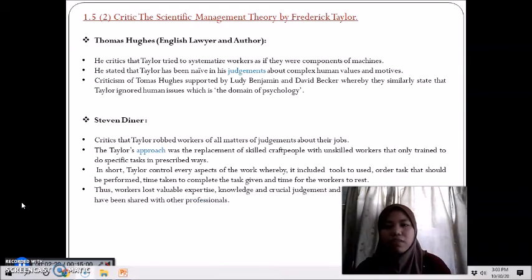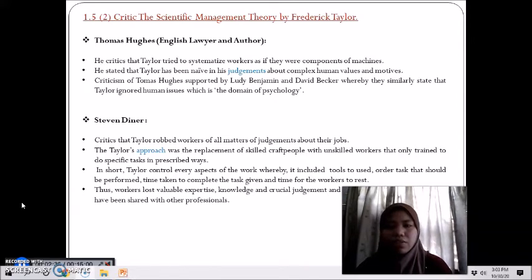Next is the critique of the scientific management theory by Frederick Taylor. First person is Thomas Regis. He critiqued that Taylor tried to systematize workers as if they were components of a machine. He stated that Taylor has been naive in his judgment about complex human values and motives. The criticism of Thomas Regis is also supported by Ludwig Benjamin and David Baker, whereby they similarly state that Taylor ignored human issues, which is the domain of psychology.